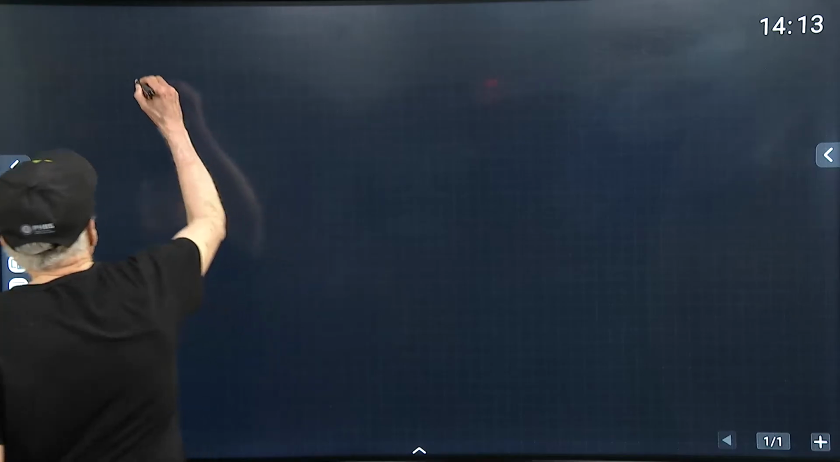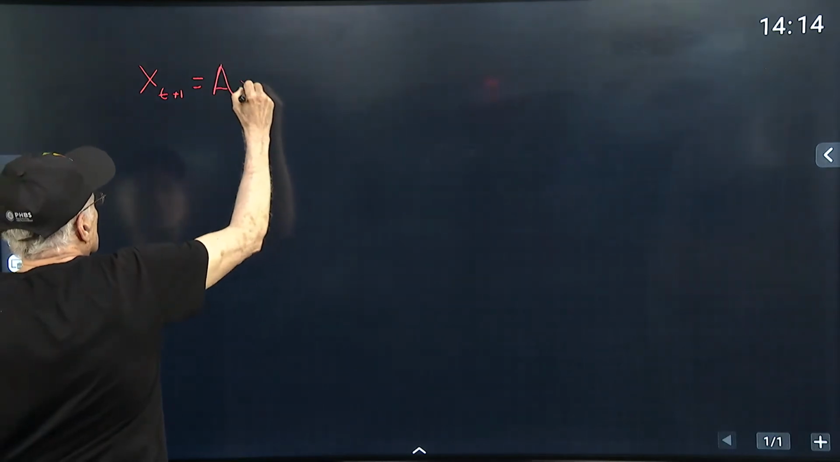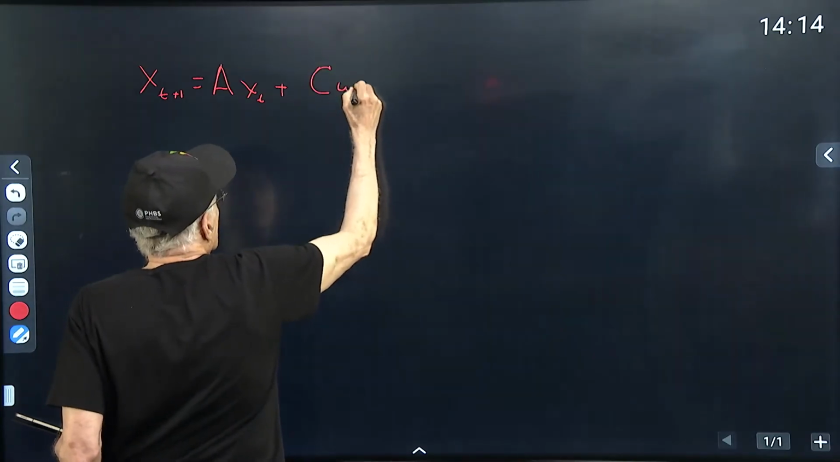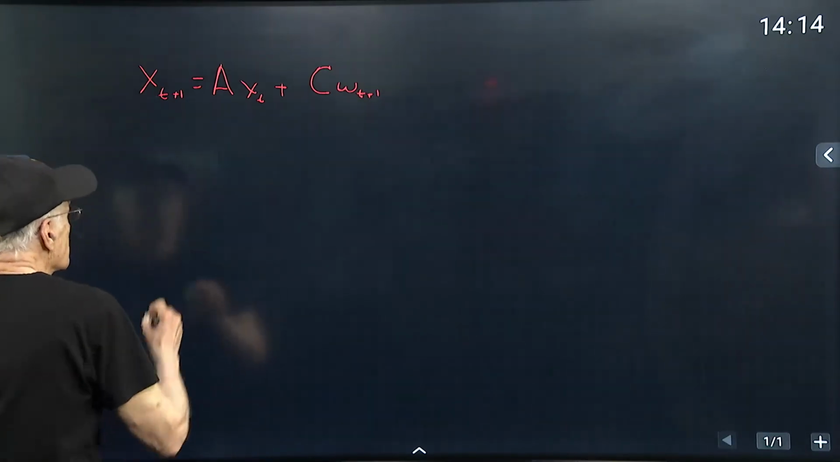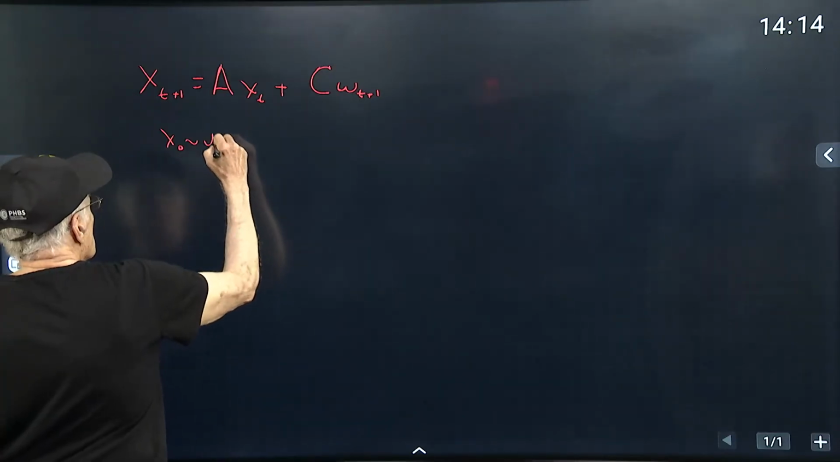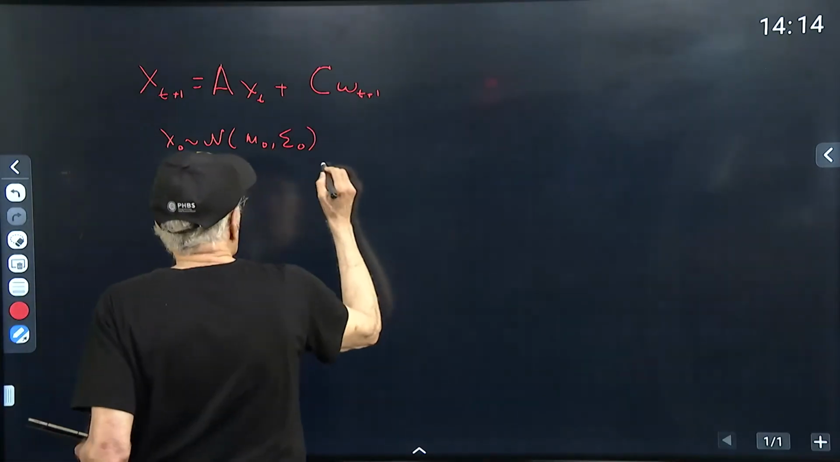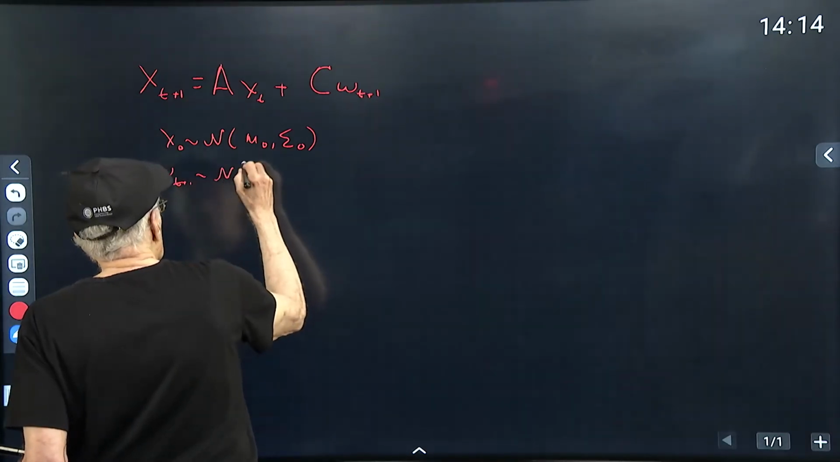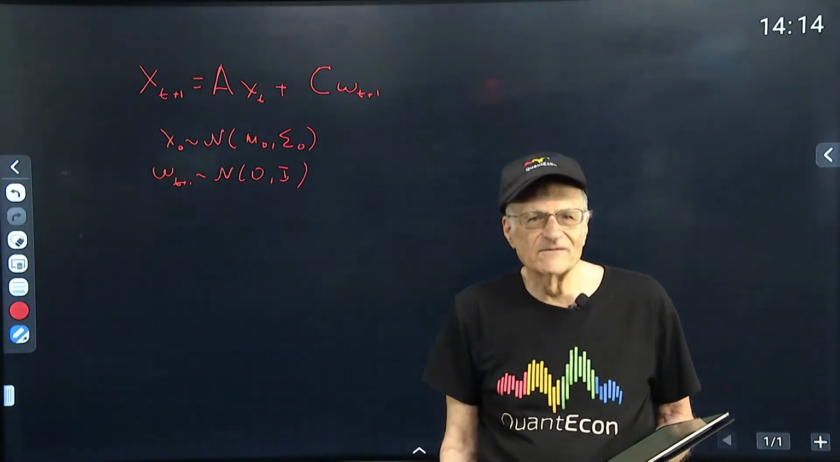So you know what we were doing last time? We had this state space model that we wrote like this. And we had x0 normal, u0, sigma 0. And we had w_t's normal, 0, I. That was our basic state space model. Everything inside is either a vector or a matrix.